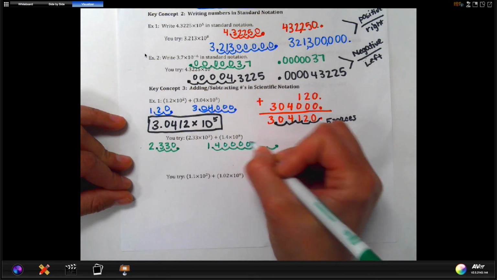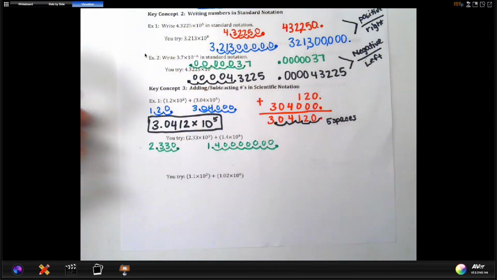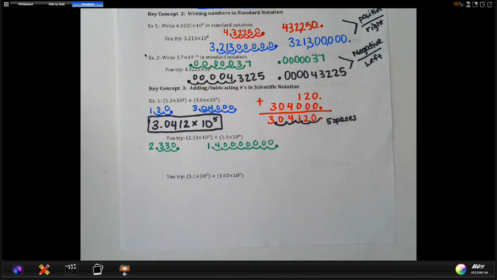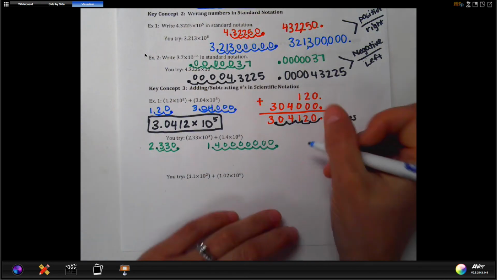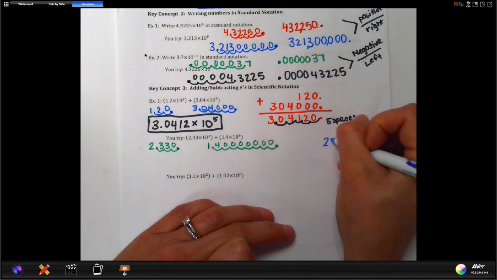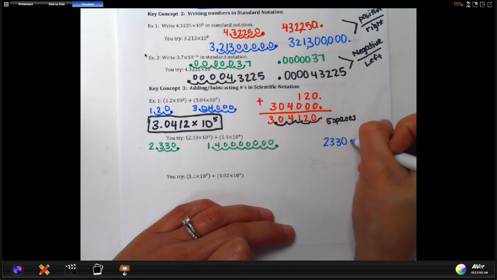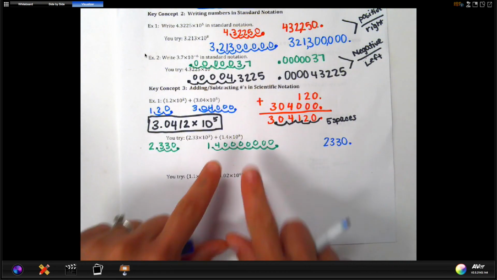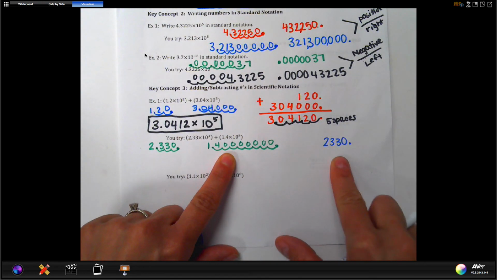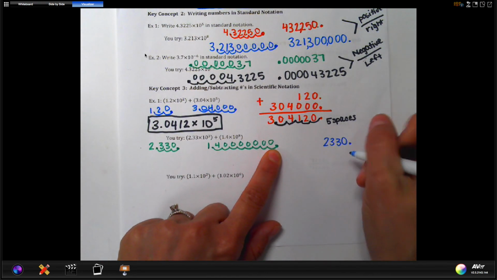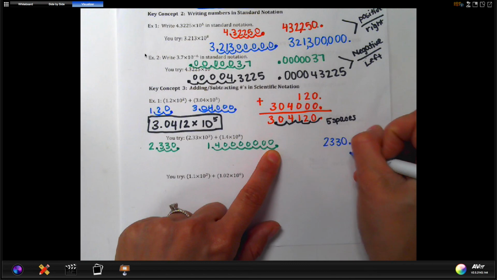All right, and so that gives me quite a large number. And now we can line them up, all right? If I start with my first number here, I got a 2, a 3, and a 0, and then my decimal point. Now I'm going to take this one and I'm going to line it up underneath, starting with the decimal point to make sure that I have enough spaces.